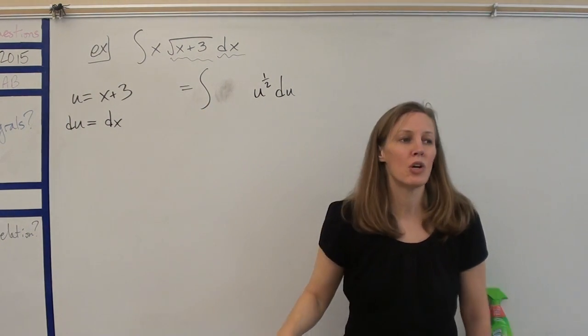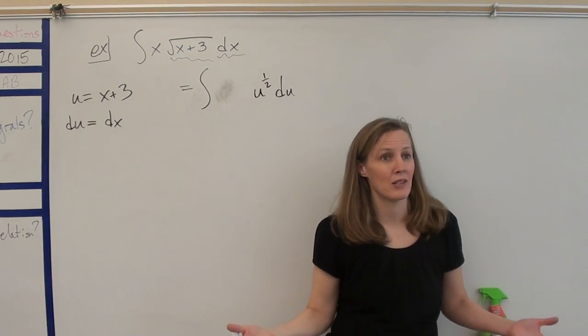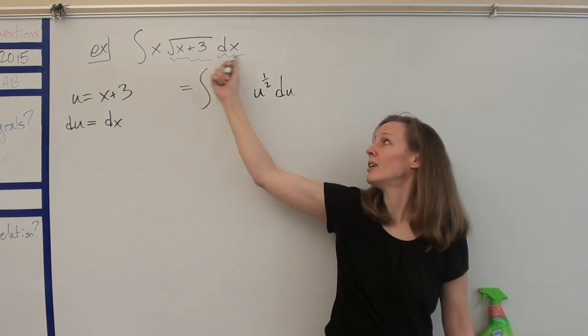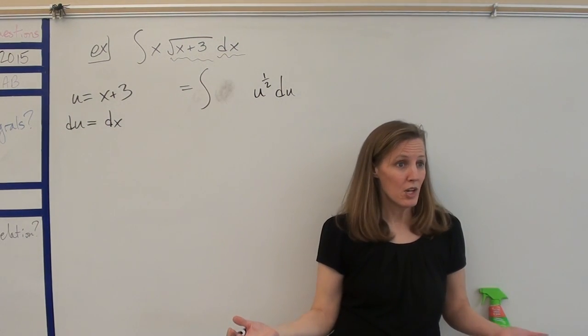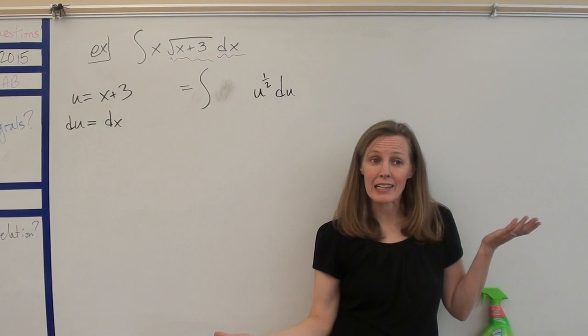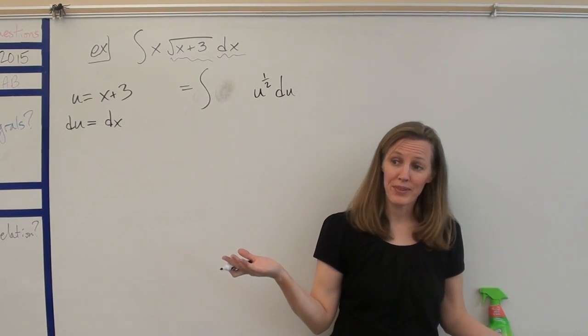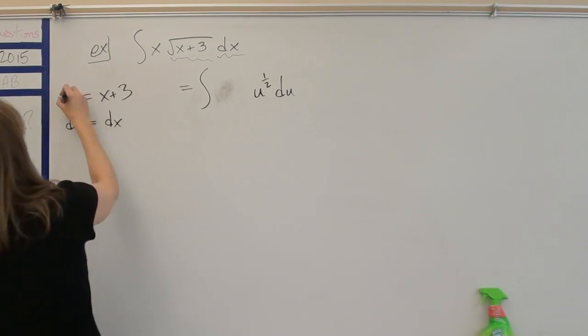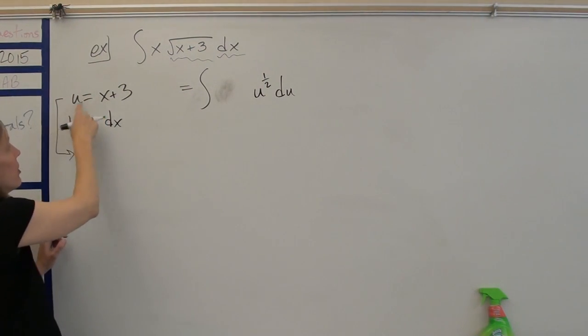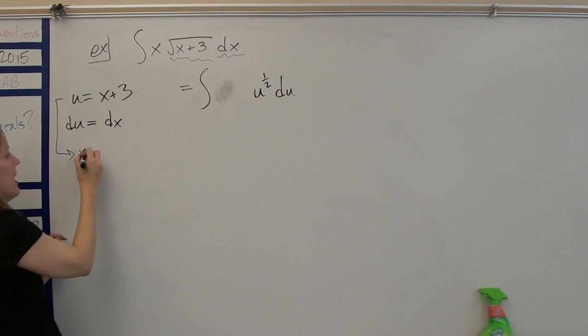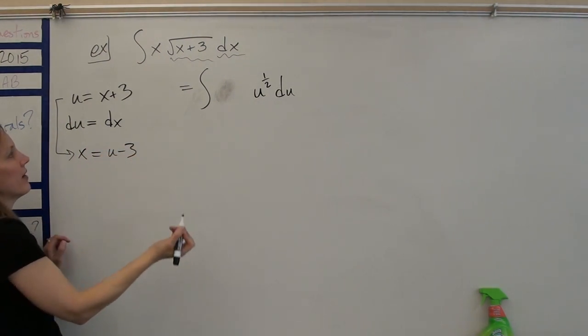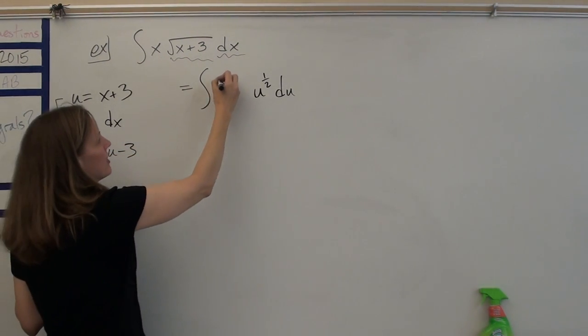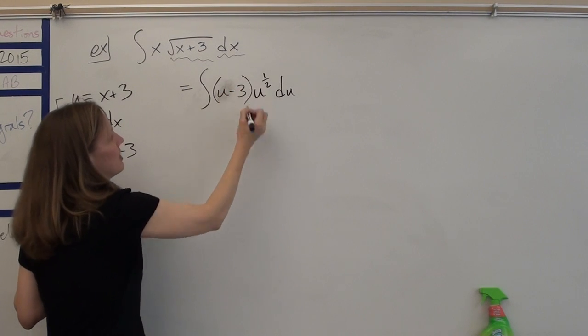All right. So we've got to take care of this x. Remember, the whole goal is just to write all of this in terms of u. So is there a way that we could write x in terms of u? Yes. So you look at our original equation and we say, well, let's see. If u equals x plus 3, then x equals u minus 3. And I can just replace the x with a u minus 3.